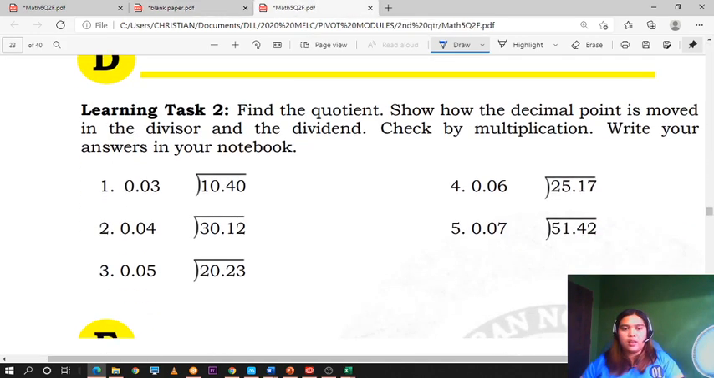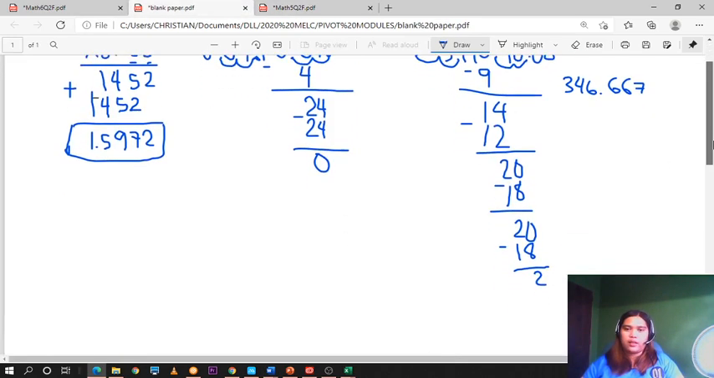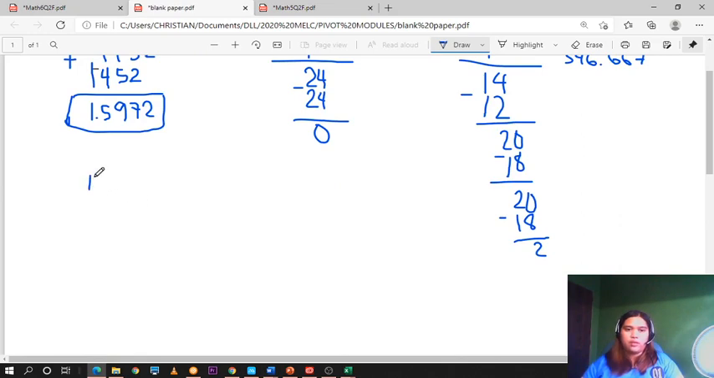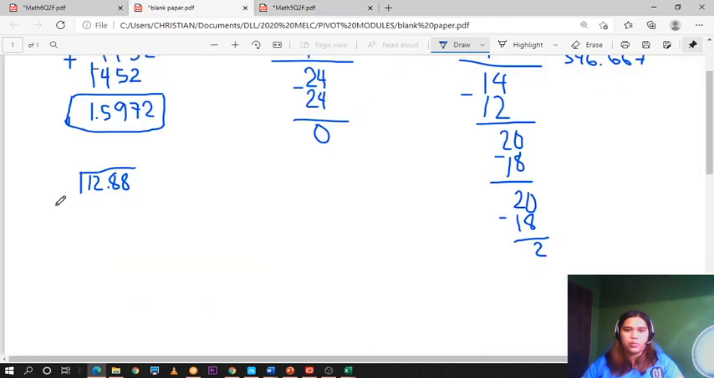Okay? Then, for learning task 3, solve for n. Write your answers on your answer sheet. So, ganun din po. Magsasolve din po tayo. So, try natin yung number 1. So, we have 12 and 88 hundredths divided by 92 hundredths.